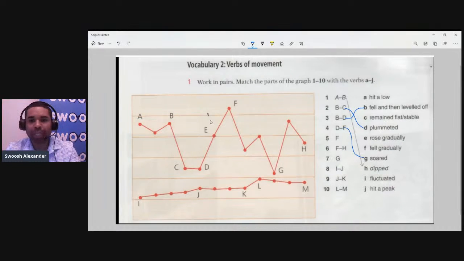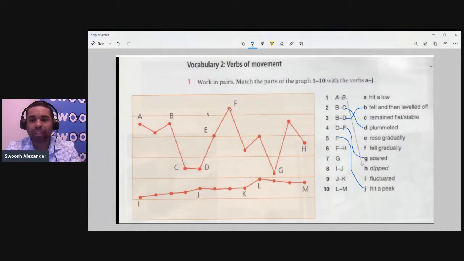Moving on. So if we have a look at F, what happens with F? Well, if we look at the value, F is the highest value on the chart. So we can say that with F, we hit a peak. And so that will be the answer for F. Okay, that was the highest value, also known as the peak.